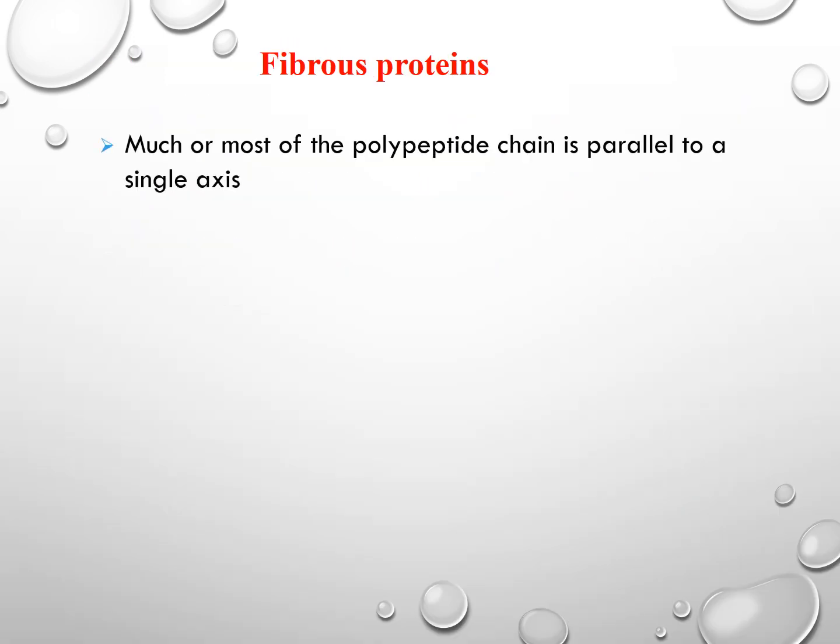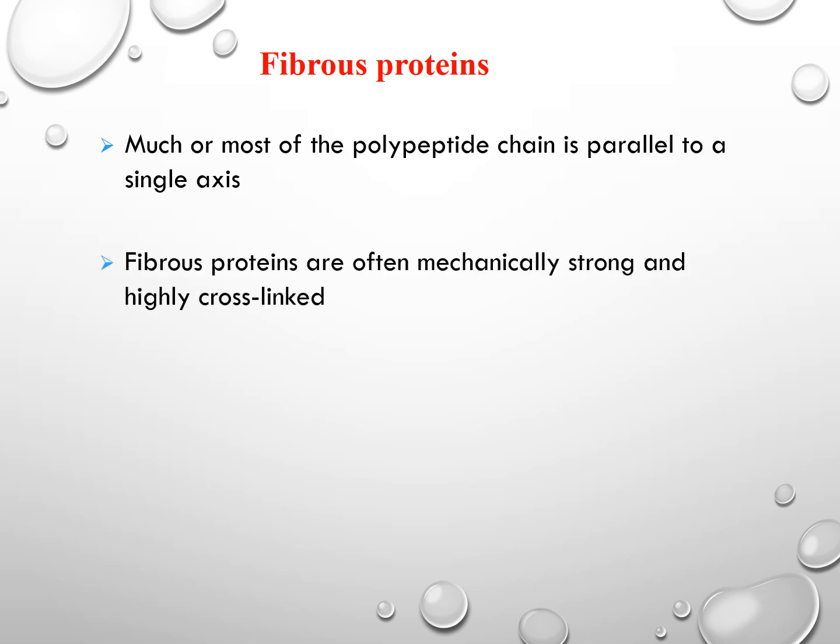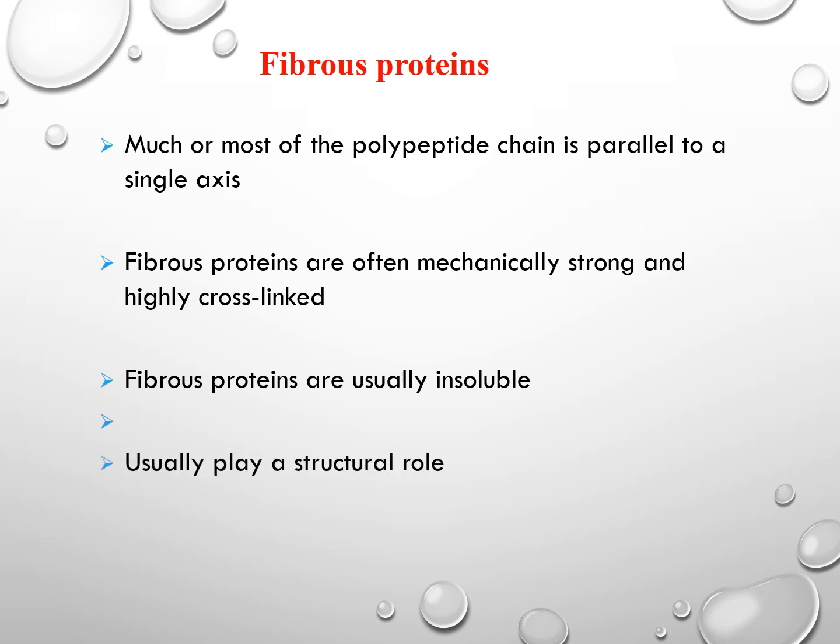About the fibrous proteins: in fibrous proteins, most of the polypeptide chains are parallel to a single axis. They have a single axis. Fibrous proteins are often mechanically strong and highly cross-linked. Fibrous proteins are usually insoluble in water, so they usually play a structural role. Globular proteins play a special role in cell metabolism, while fibrous proteins have a structural role. They have an important role in the formation of different structures of the body.